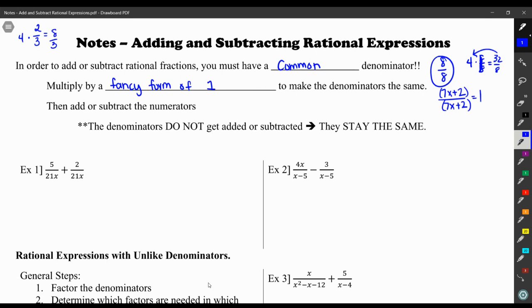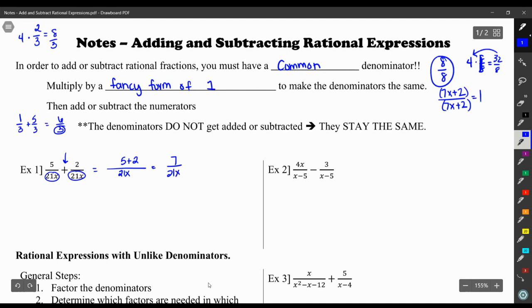If you have, for example, 5 over 21x plus 2 over 21x, well, those denominators are already the same. So we simply add the numerators. We get 5 plus 2, and we're adding because of the plus in the middle, and the 21x stays in the denominator. We don't change a denominator when you add. Even if we did 1/3 plus 5/3, that would still be 6/3. The 3 in the denominator doesn't change. Now 5 plus 2 does make 7, and I can actually simplify 7 over 21, which makes 1/3, so I get 1 over 3x as my final simplified answer.